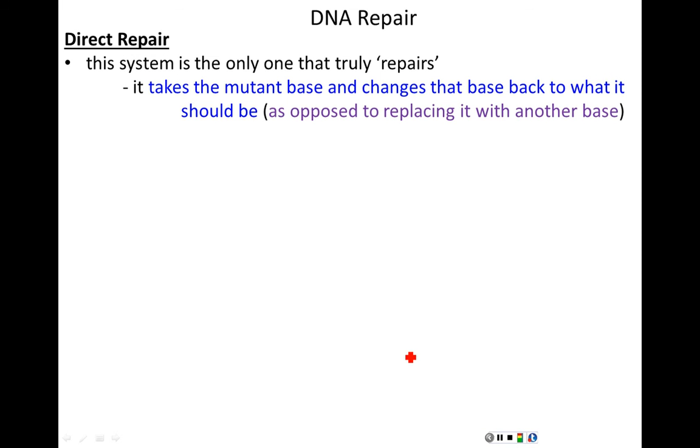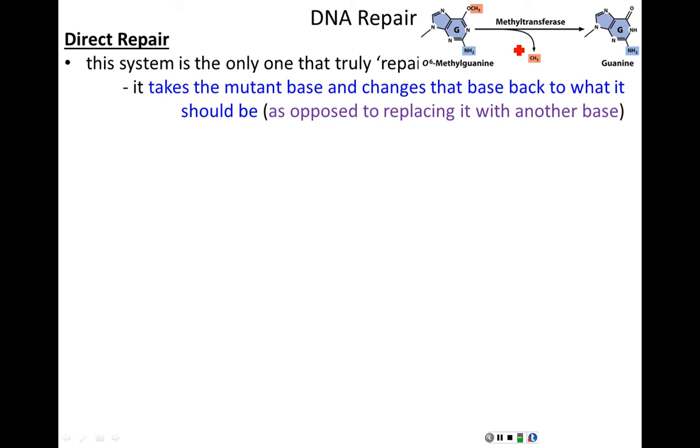So that's mismatch repair. We also have direct repair. Direct repair is really the only system that truly repairs. If you think of repair as going in and repairing the problem directly, that's what direct repair does. It takes the mutant base and changes that one base back to what it should have been, as opposed to chewing away a lot of other DNA, as we just saw, or as opposed to removing the nucleotide completely and putting another one down. Here, again, if we methylated guanine and turned that into O-methylguanine, which is now going to base pair with a T instead of a C, what we do is we remove the methyl group. So it's a direct repair.